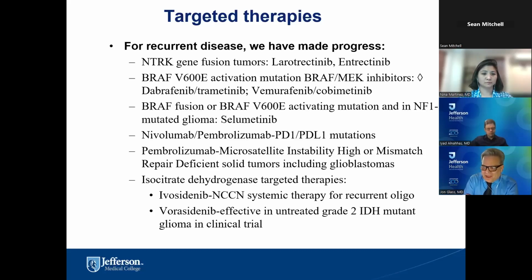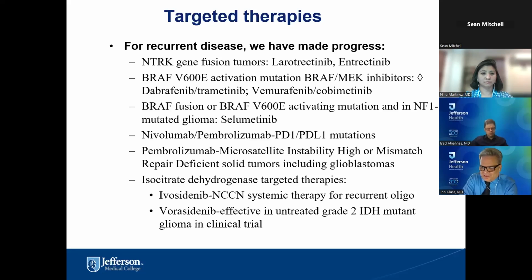Fusions, we could treat with selumetinib. And for things like PD-1 and PD-L1 mutations, or for tumors that have microsatellite instability or mismatch repair deficient tumors, we can treat with pembrolizumab, and pembrolizumab is FDA approved for that particular indication in any solid tumor, including glioblastoma. It's not very common in glioblastomas, and it's something we don't test for in-house, but we do get this information from sending out to an outside lab such as Caris or Foundation One.